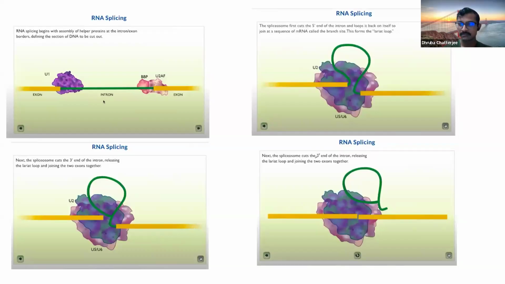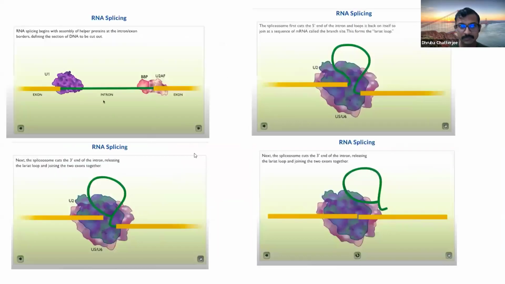But one thing I would like to mention in this case is that it is not always the case that introns don't encode for amino acid sequences of the proteins. There is something called alternative splicing. So in some cases, there is a differential splicing of the introns.